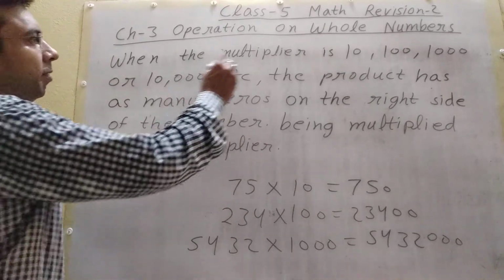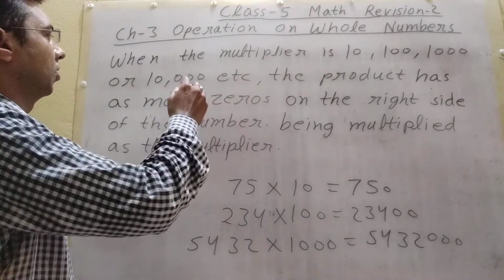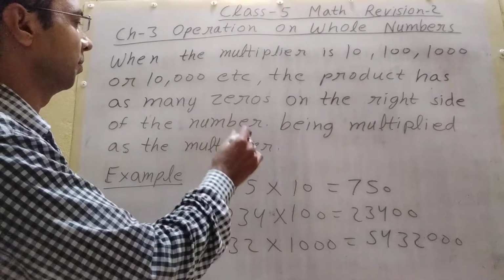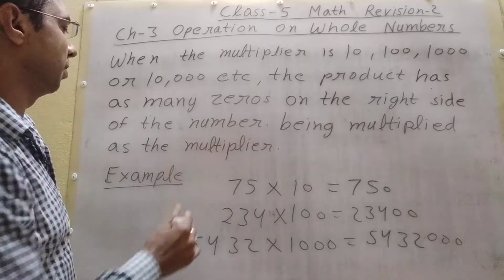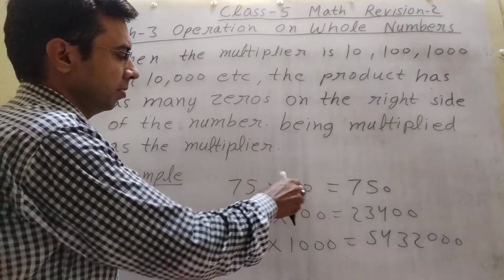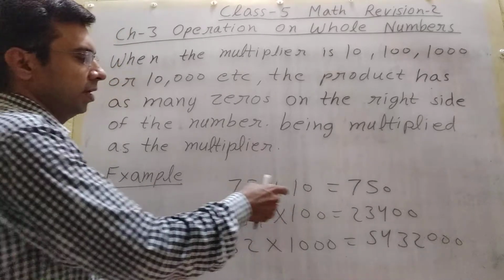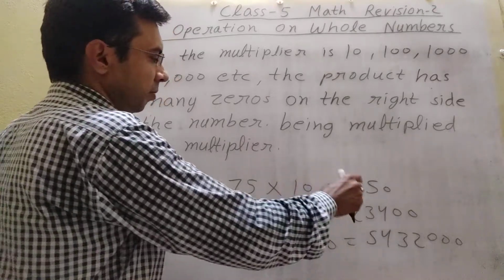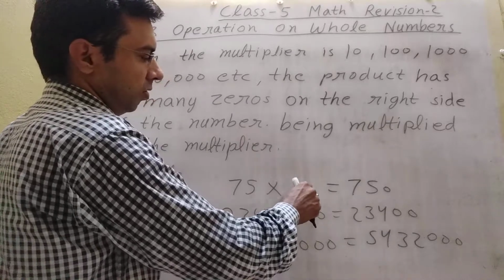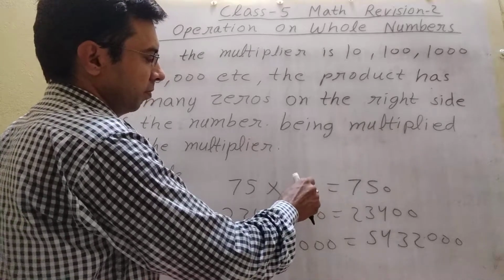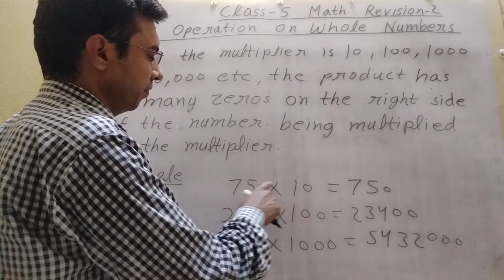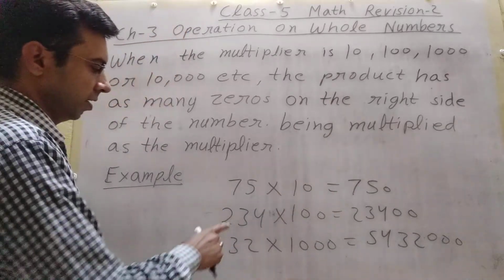Students, when the multiplier is 10, 100, 1000 or 10,000 etc., the product has as many zeros on the right side of the number being multiplied as the multiplier. Example, 75 multiplied by 10. So very easy. What we have to do in product, we have to write this number and we have to add as many 0s as this multiplier has. So 1 0. 75 into 10 is equal to 750.